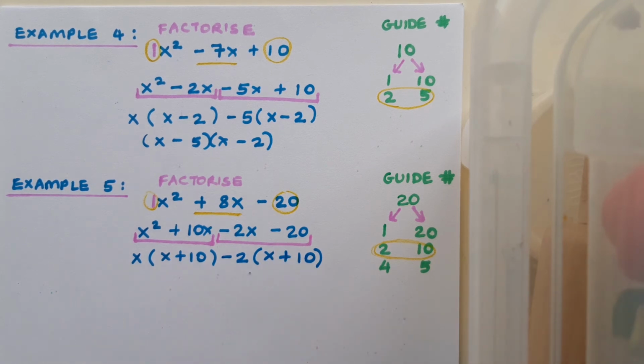What do you think the last line of this question should look like? My final line is x minus 2 times x plus 10, and that's what I get when I factorise this quadratic.